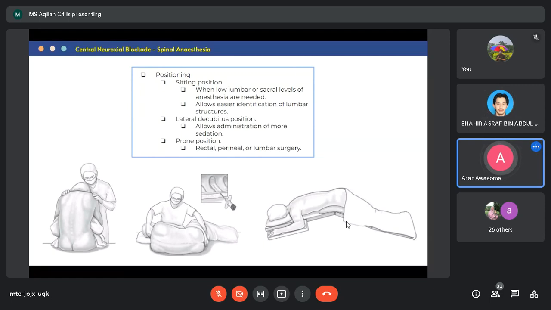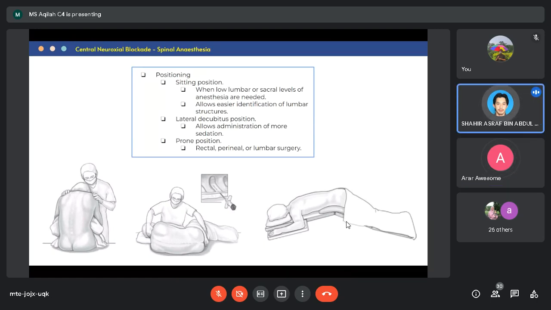For positioning, we have the sitting position when low lumbar or sacral level anesthesia is needed, and this position allows easy identification of lumbar structures. We have the lateral decubitus position, which has the advantage of allowing administration of more sedation. And we have the prone position, which we usually use in lower surgery, for example rectal, perineal, or lumbar surgery.